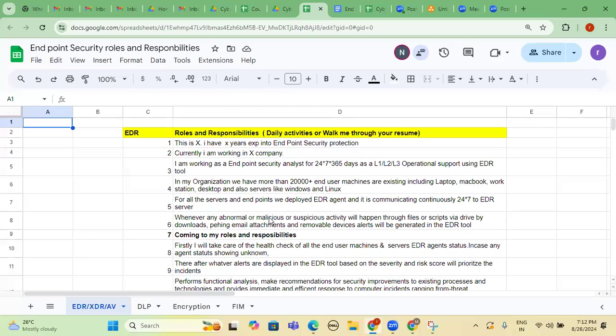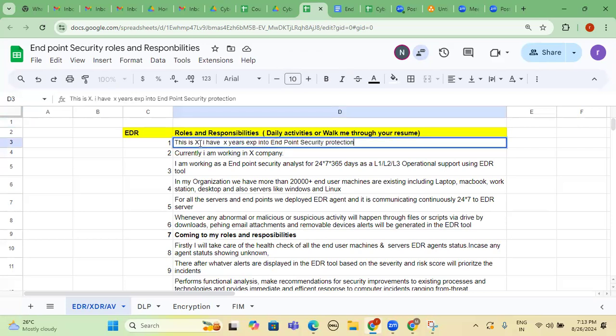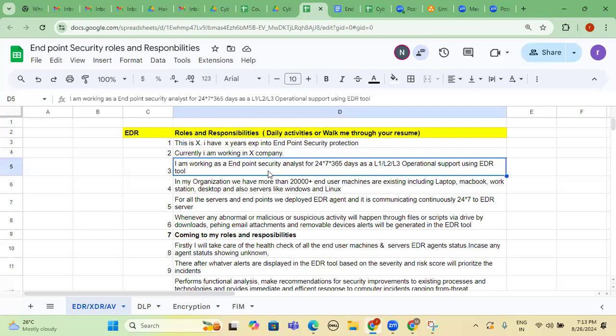So I explain as X, which is your name. For example, this is Priyanka. I have 4 years of experience in endpoint security solutions. Currently, I'm working in TCS. For example, I'm working as an endpoint security analyst, 24/7, 365 days, in an L1 operational support role using the EDR tool. Whatever tool we discuss, you can put that EDR tool name here.